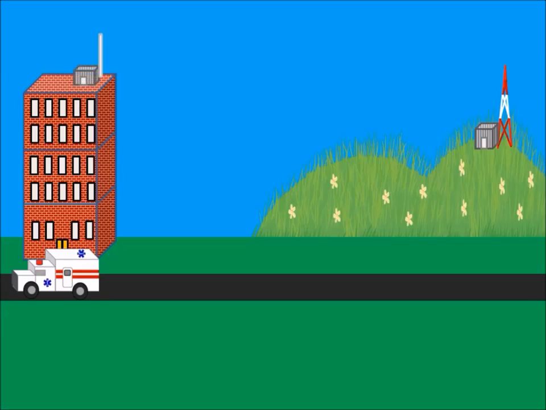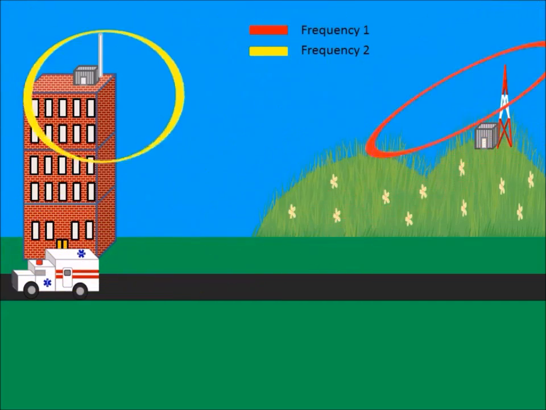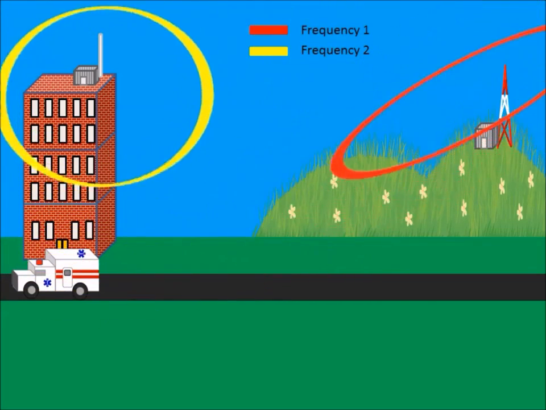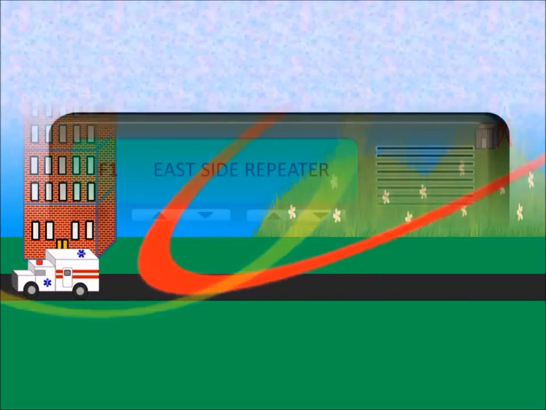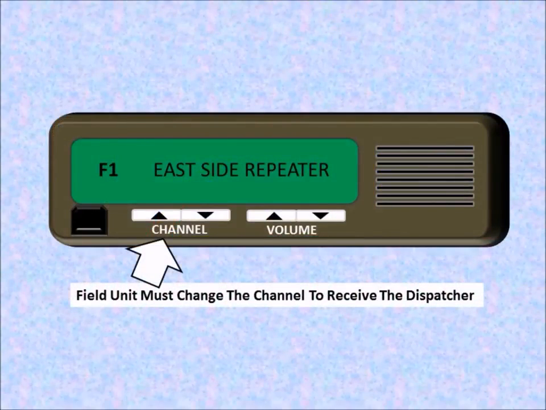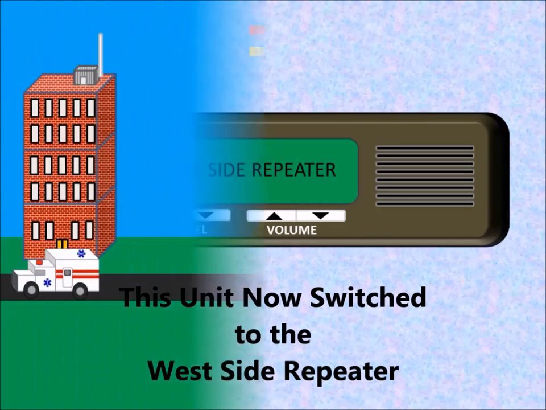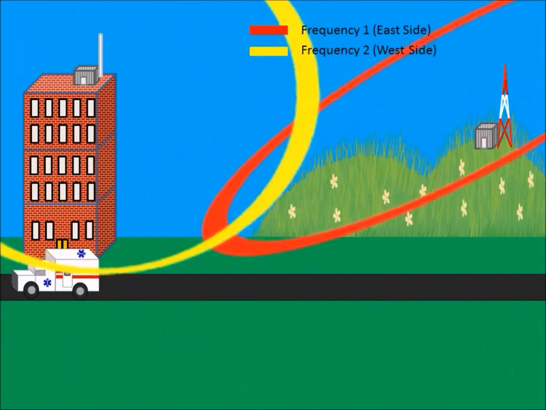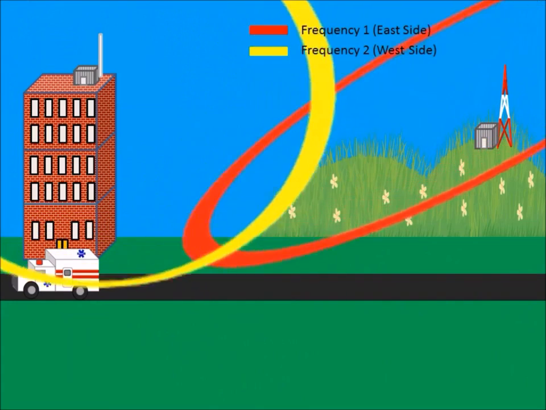This approach requires another base station at another location and another frequency that will provide coverage within that service area that was not covered by the other transmitter. This approach requires the field units to understand their radio operational area and know where and when to change channels. The dispatcher would transmit over both transmitters at the same time.